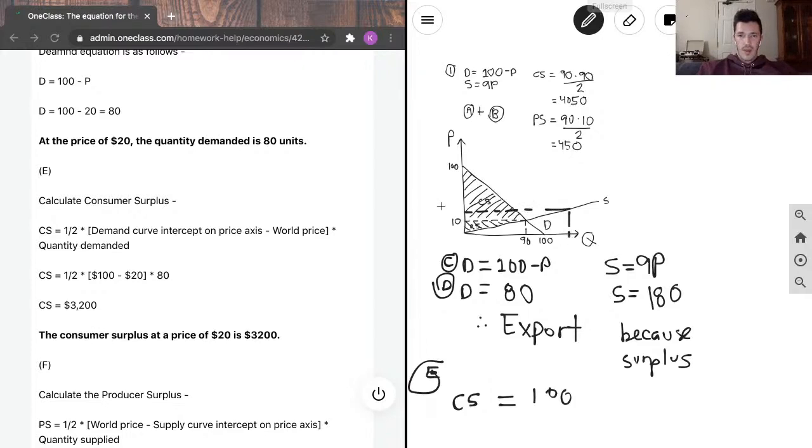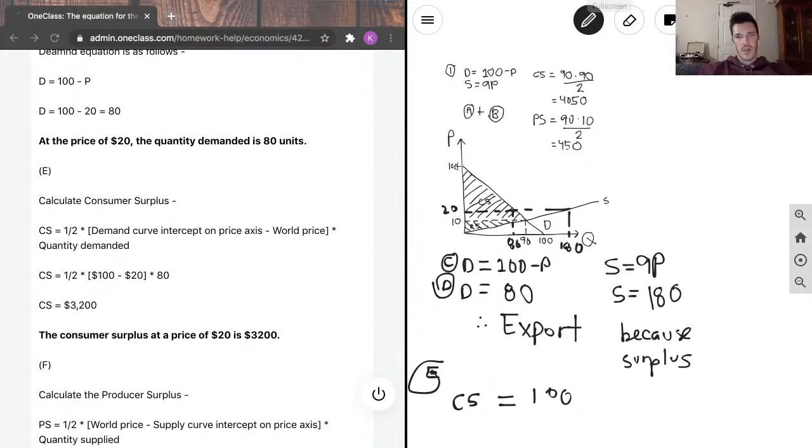We've now got a price of $20, which yields a quantity supplied of 180, but a quantity demanded of only 80. So what I did was I took the new world price, created a horizontal line, the point where it passes the demand curve yields the quantity demanded, and the point where it hits the supply curve yields the quantity supplied.